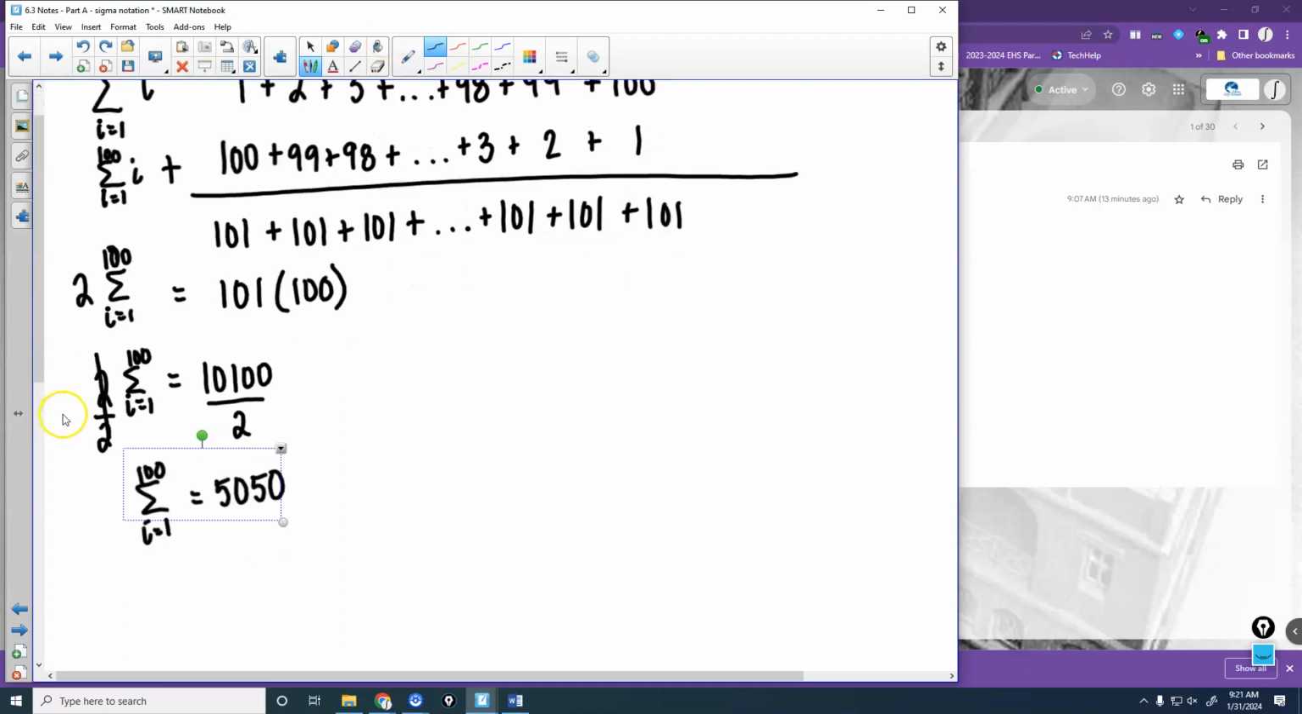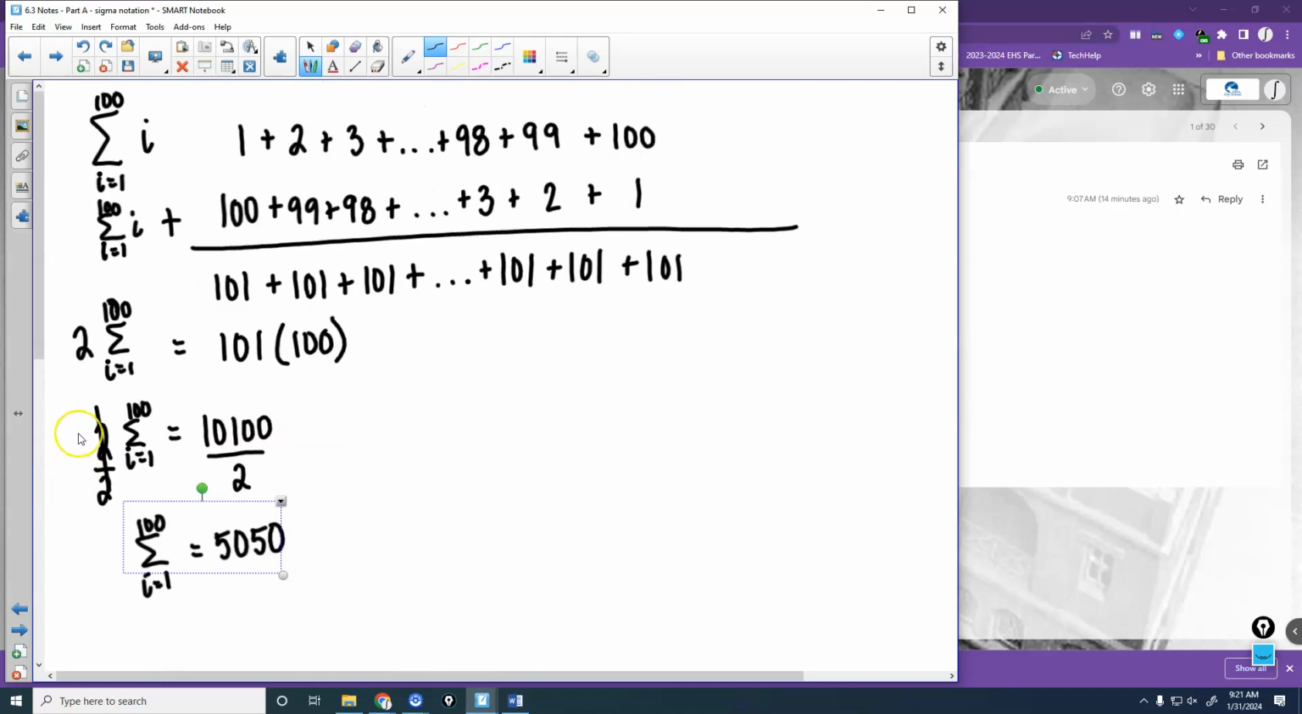All right, so let's think about this in a more general sense, because I would like to get a shortcut for this in a more general sense.